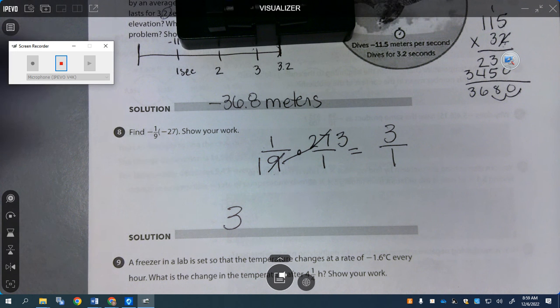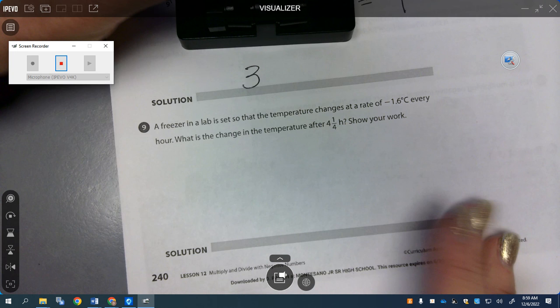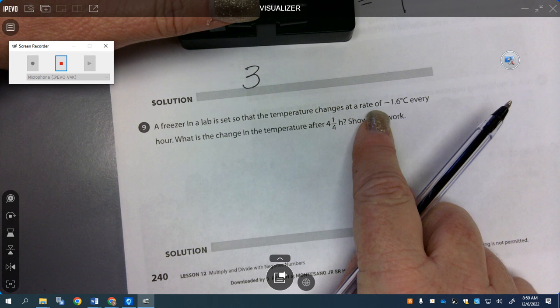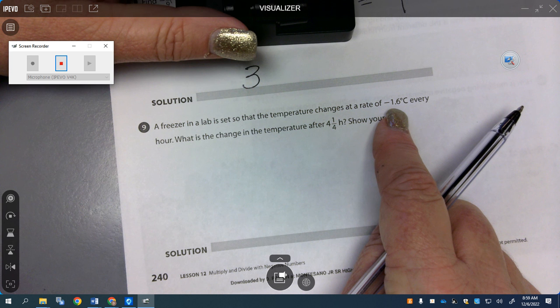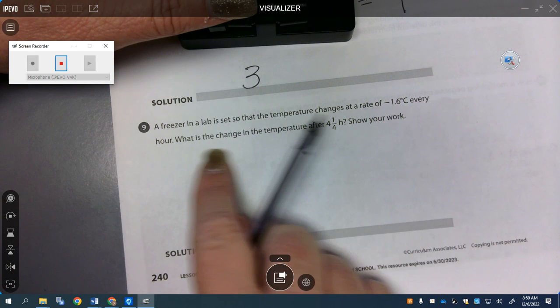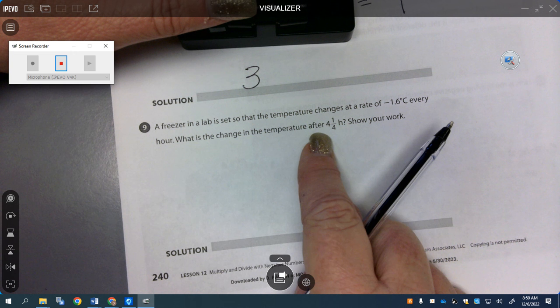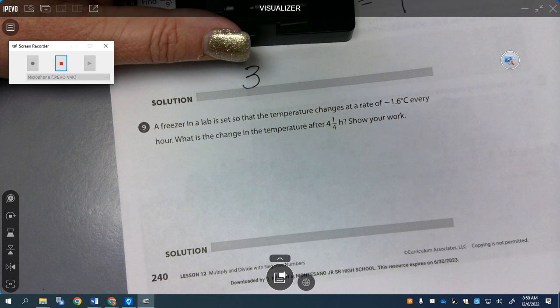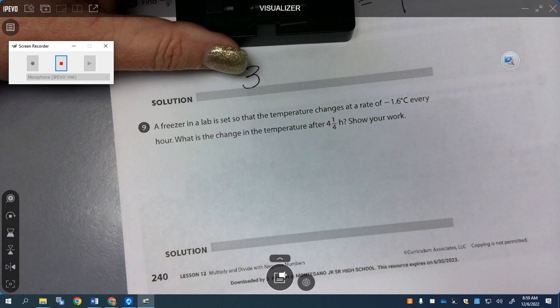All right. Last but certainly not least, a freezer in a lab is set so the temperature changes at a rate of -1 6/10 degrees Celsius every single hour. What is the change in temperature after 4.5 hours, or 4 1/4 of an hour? Ay caramba. So, what do you think we're going to do in order to figure this out?